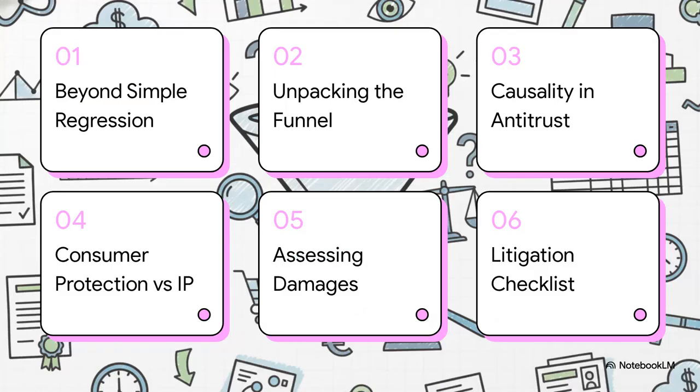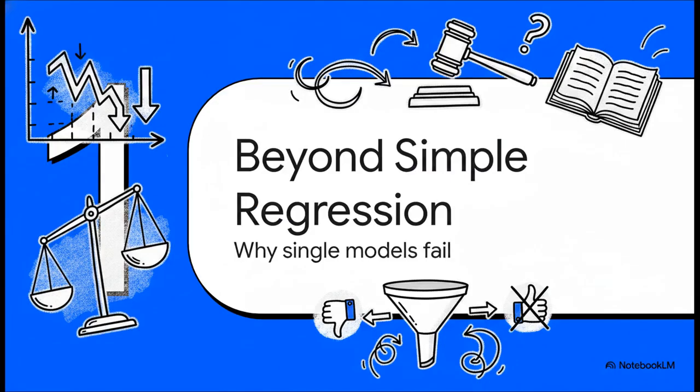Okay, let's just quickly review the docket for this explainer. We'll be covering: 1. Beyond simple regression. 2. Unpacking the funnel. 3. Causality and antitrust. 4. Consumer protection versus IP. 5. Assessing damages. And finally, 6. The litigation checklist.